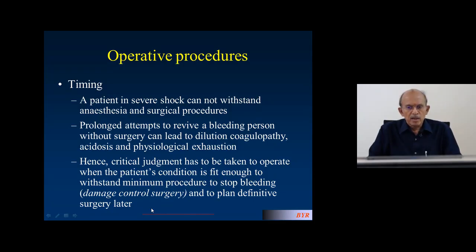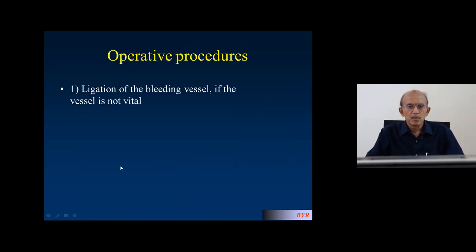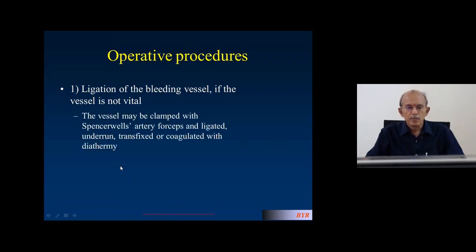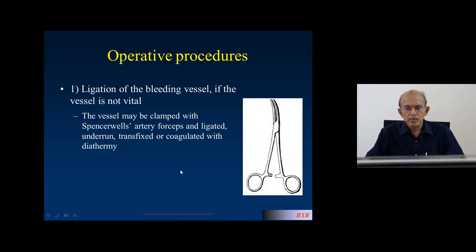So not doing a definitive surgery, but do whatever is needed, the most minimum, to save the life of the patient and stop the bleeding. That should be your intention. I hope you understood the philosophy of damage control surgery. So the operative procedures being ligation of the bleeding vessel if the vessel is not vital. The vessel may be clamped with Spencer-Wells artery forceps and ligated, underrun, transfixed, or coagulated with diathermy.